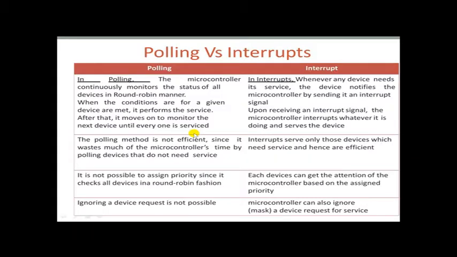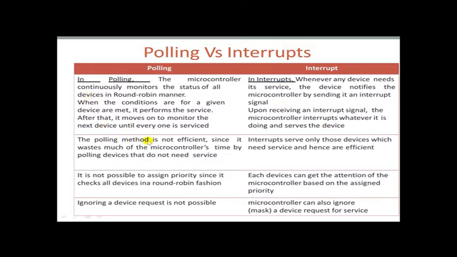Next, the difference between polling and interrupts. The first column indicates polling and the second column indicates interrupts. In polling, the microcontroller continuously monitors the status of all the devices in round-robin manner. When the conditions for a given device are met, it performs the service. After that, it moves on to the next device until everyone is serviced. But an interrupt occurs whenever any device needs its service. The device notifies the microcontroller by sending an interrupt signal. Upon receiving it, the microcontroller interrupts whatever it is doing and serves the device. This is the main difference between polling and interrupt.